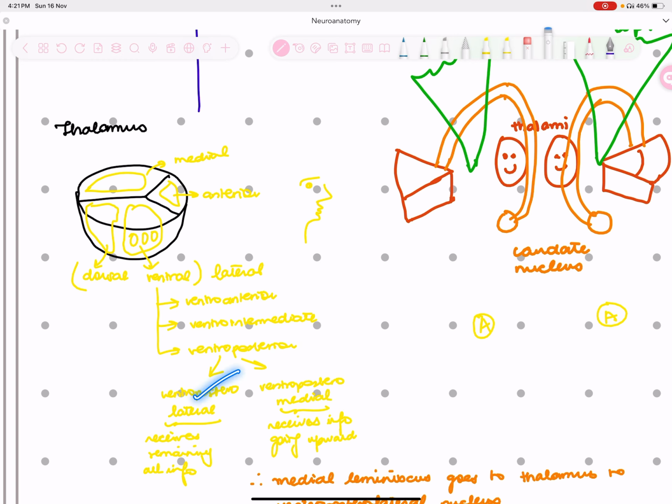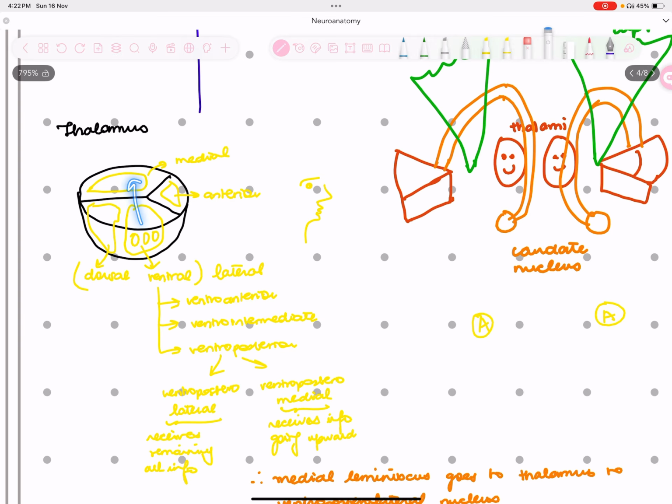So ventro-postero-lateral. The word lateral is going to come at the end. I hope it's making sense. Ventro-antero-lateral. Does that make sense? Ventro-antero-lateral, then you have ventro-intermedio-lateral. Then you have ventro-postero-lateral, and ventro-postero-medial.